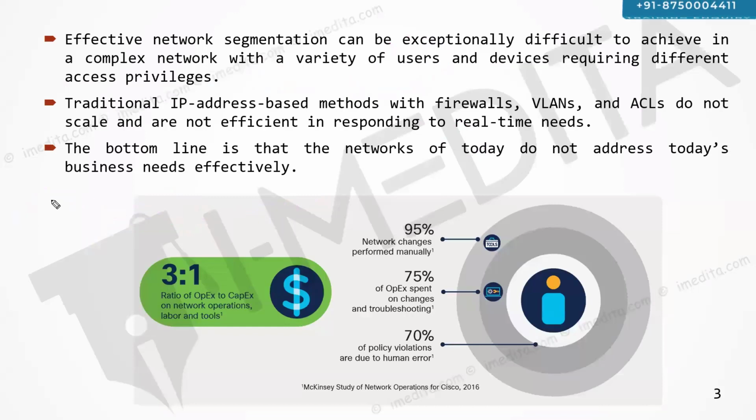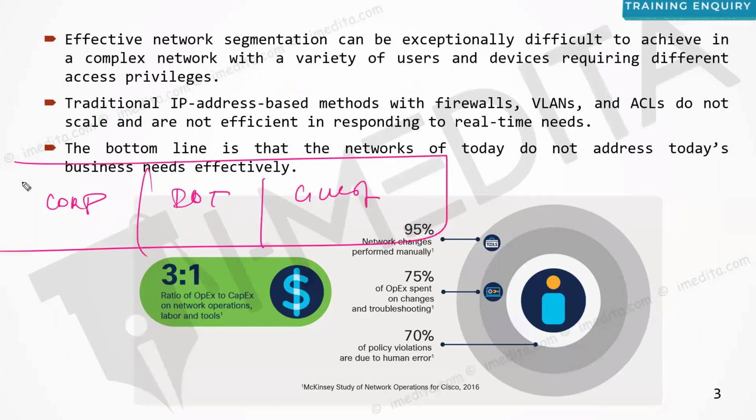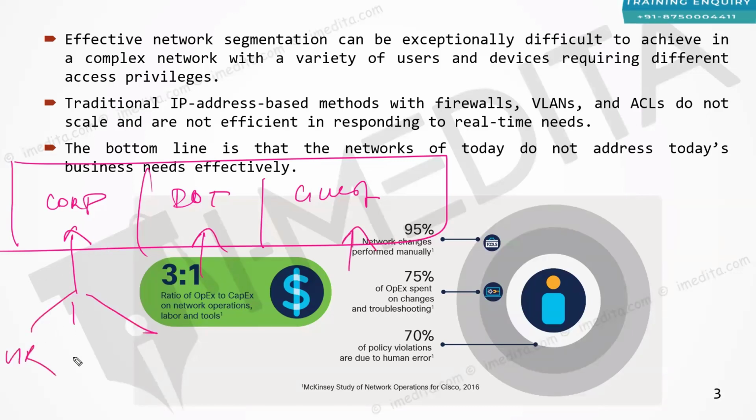So how are we going to do effective segmentation between our corporate devices, between the IoT devices, and between the guest devices? We have some corporate users, some IoT devices, and some guest users. In the corporate, we have different departments such as HR, finance, and admin. In IoT we have some CCTV cameras, maybe some speakers, and some sensors.